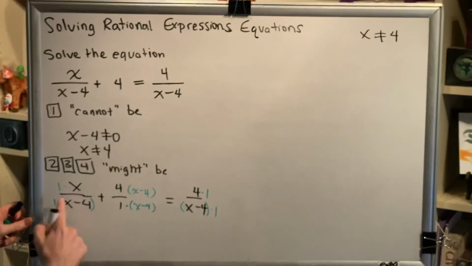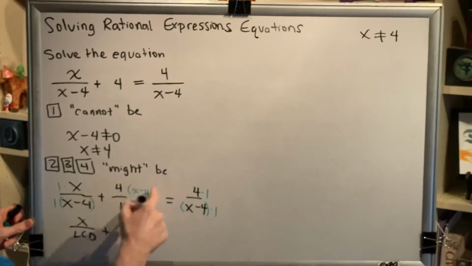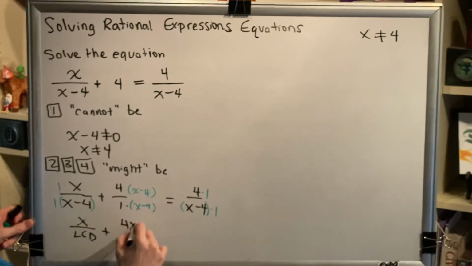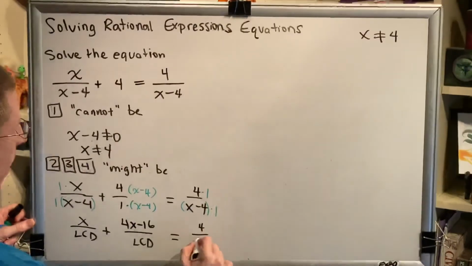Okay, our next line, we're going to multiply our numerators. 1 times x is just x, and the denominator is the LCD, plus 4 distributed to the x minus 4 would make 4x minus 16, and the denominator is the LCD. 4 times 1 is 4, and the denominator is the LCD.